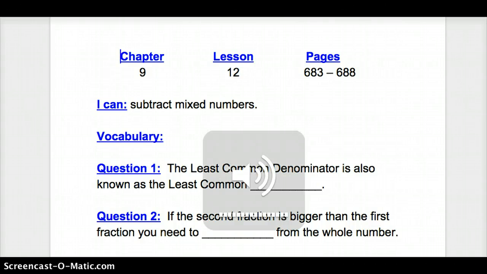Today's lesson is Chapter 9, Lesson 12, which can be found on pages 683 through 688. Our objective is I can subtract mixed numbers. Question 1. The least common denominator is also known as the least common blank. Question 2. If the second fraction is bigger than the first fraction, you need to blank from the whole number.